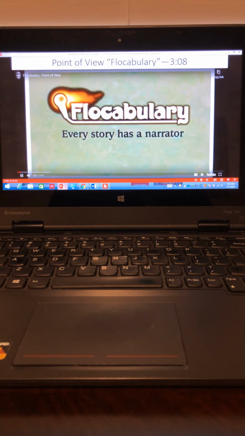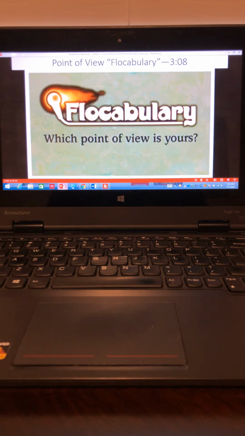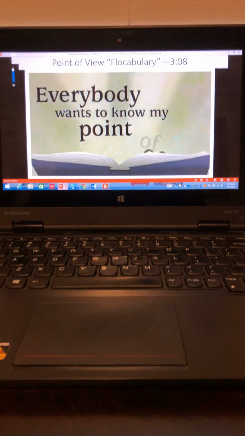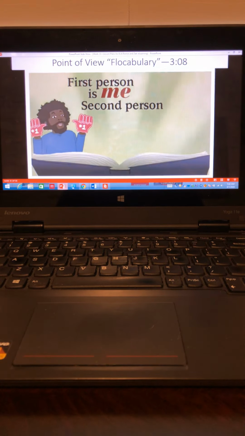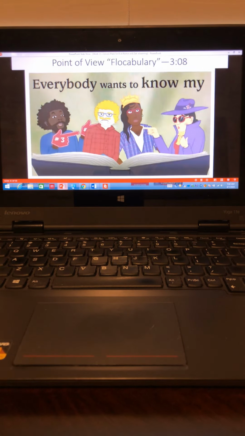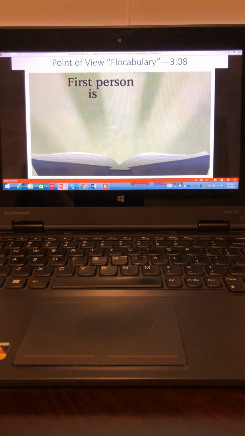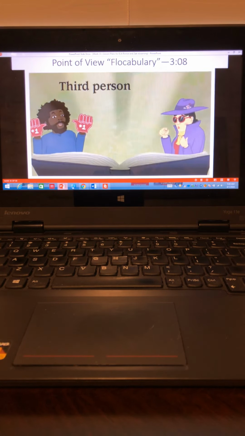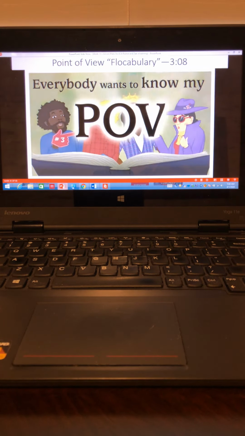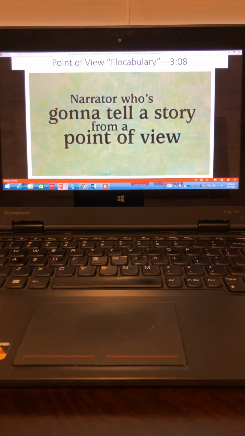Every story has a narrator, and every narrator has a different point of view. Which point of view is yours? Let's go! Everybody wants to know my point of view. First person is me, second person is you. Third person is he, third person is she. Everybody wants to know my POV. Everybody wants to know my point of view. First person is me, second person is you. Third person is he, third person is she. Everybody wants to know my POV. Hey yo, knock knock, who's there? Narrator, narrator, who? Narrator, who gonna tell the story from a point of view?